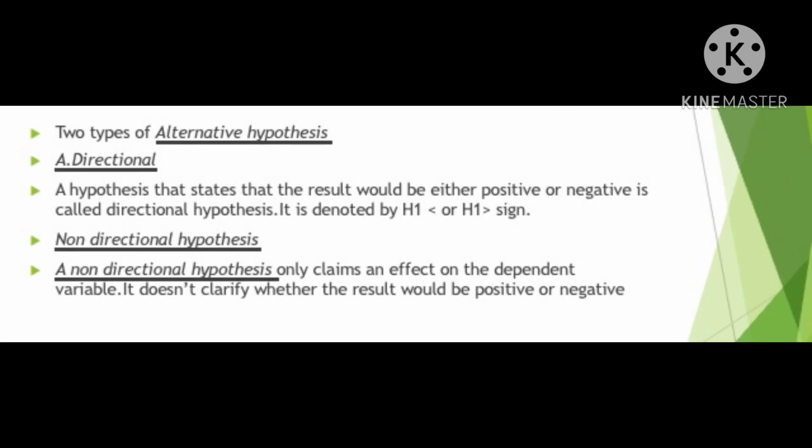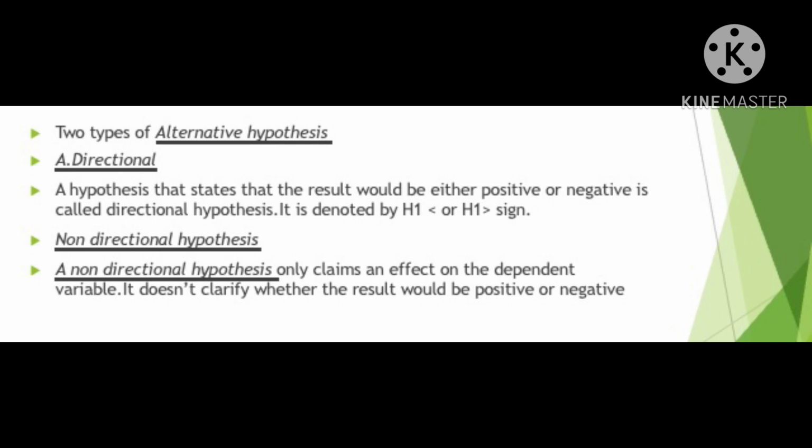If we check this alternative hypothesis closely, we can again divide it into two heads, which are directional and non-directional. Directional means the relationship we will say is in a positive way or negative way. But in the case of a non-directional hypothesis, we are not specifying in which way the effect is increasing or decreasing.